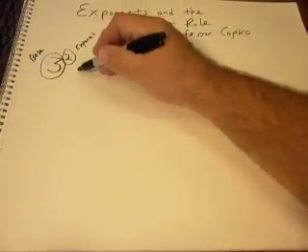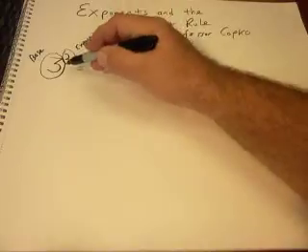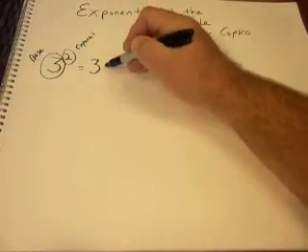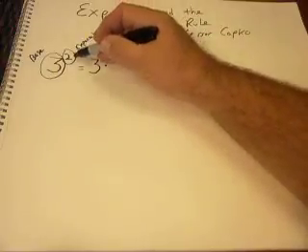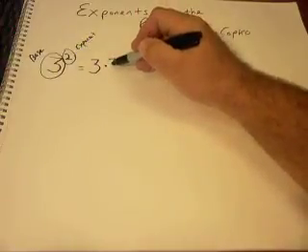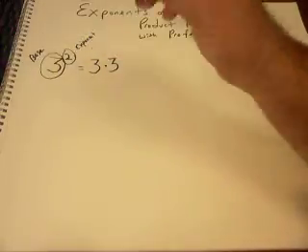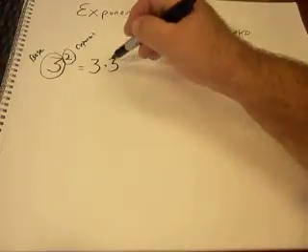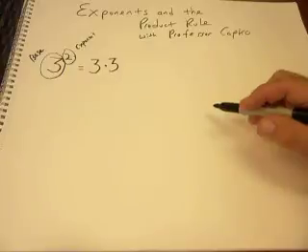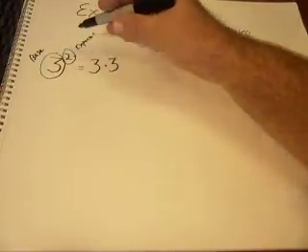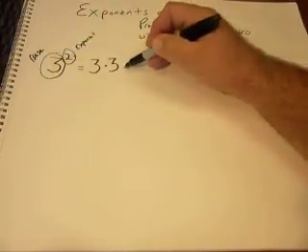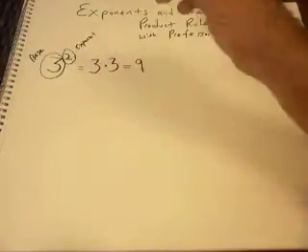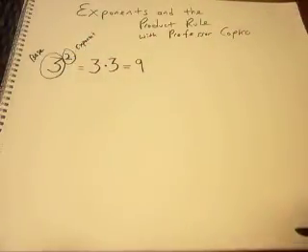So what that is telling us to do is to take this base and multiply it by itself 2 times. And we know to do it 2 times because the exponent is a 2. If it were a 3, we'd multiply it by itself 3 times. So 3 squared is 3 times 3, and 3 times 3 is 9. So the answer to 3 squared is 9.